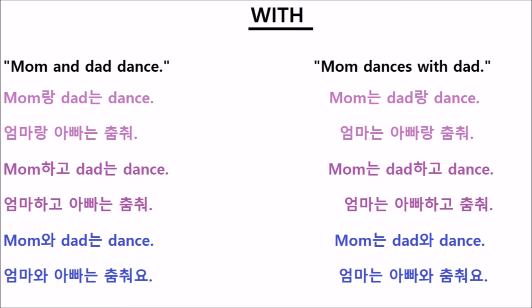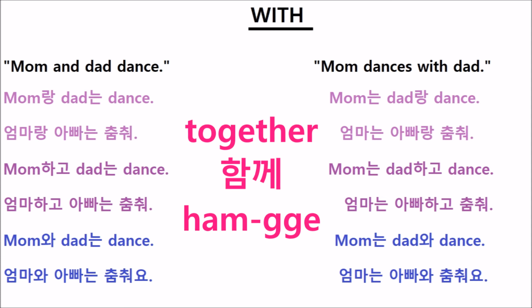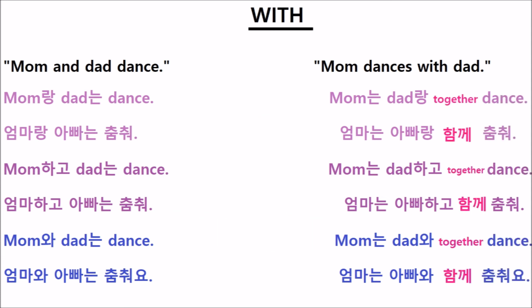And of course, we can make similar sentences with the other versions of with, 하고 and 와/과. And there's one more little thing that we need to add to the sentence to make it correct in Korean, and that is the word together, 함께. And it fits right in here, between the with and the verb. 엄마는 아빠랑 함께 춤춰. 엄마는 아빠하고 함께 춤춰. 엄마는 아빠와 함께 춤춰요. Literally, mom, dad, with, together, dance. Or mom dances together with dad. It seems a little redundant in English, but in Korean, having the word together in there is very important.